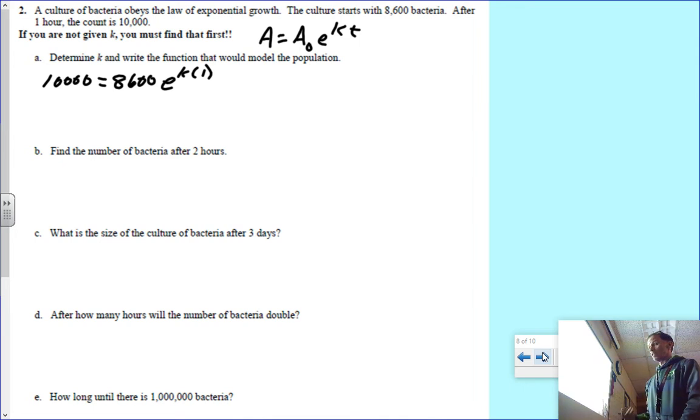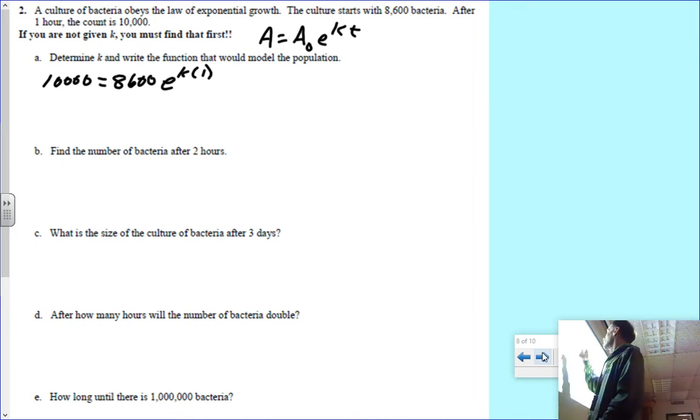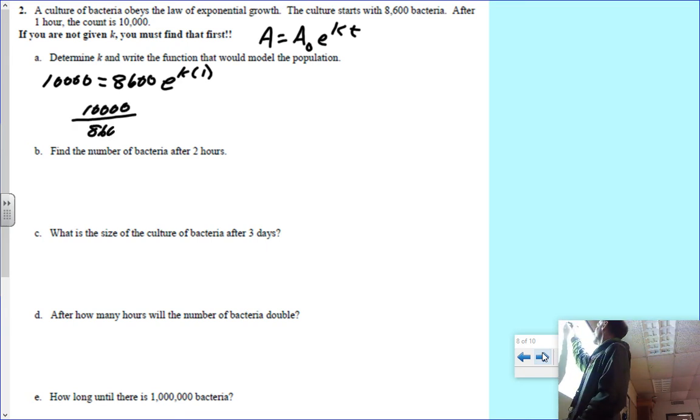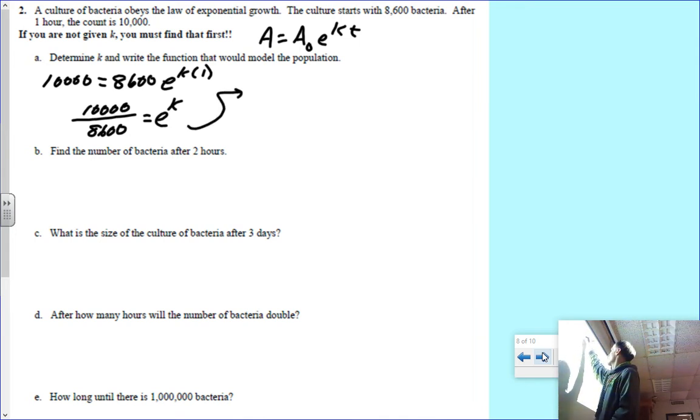It'll be that. And now we do the exact same thing to solve, but in this case, we've got to solve for k just to get that growth rate. So again, isolate, divide by 8,600. And I'm not even going to bother simplifying that because I'll let the calculator do the work for me. And this is e to the k. k times 1 is k. Take the natural log of both sides. So k is equal to the ln of that fraction.